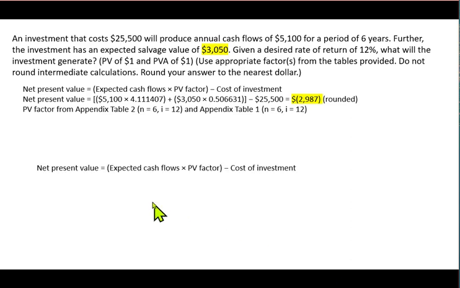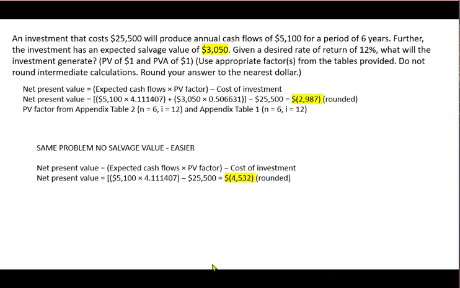And so now, if we do the same exact problem, and this time we don't have a salvage value situation, then we'll use the same formula. And we'll plug in the same things that we know before, right? This is the same problem, no salvage, but it's really easier. So this time we're going to have the 5,100 equal cash flows coming in for the same number of periods, which would be 6 periods at 12%. So 5,100 times 4.111407 minus 25,500.